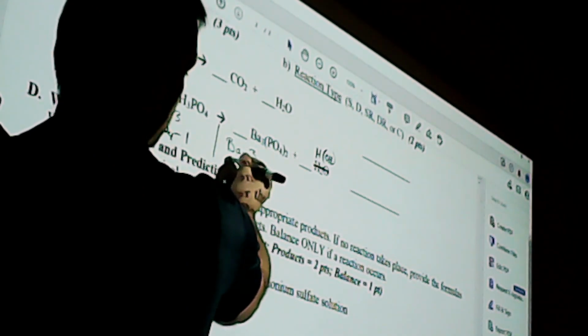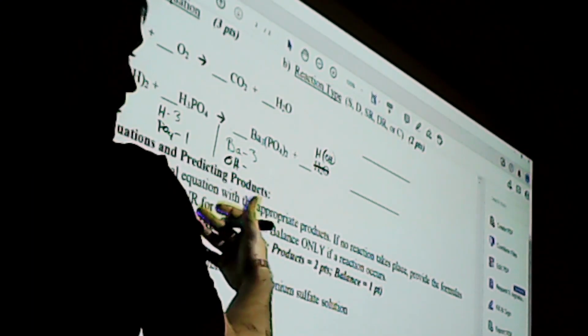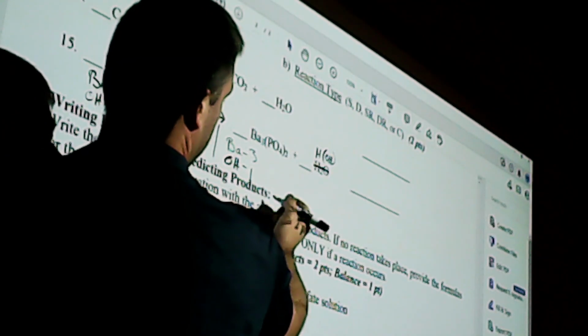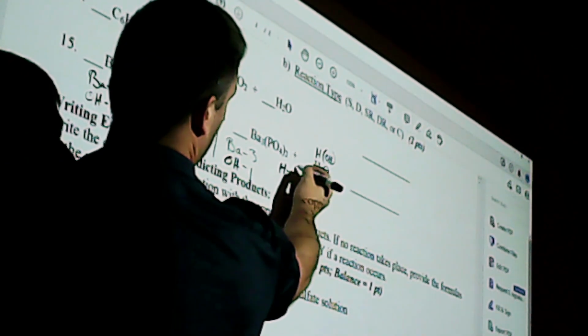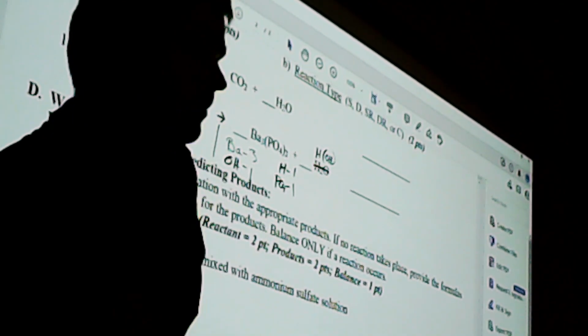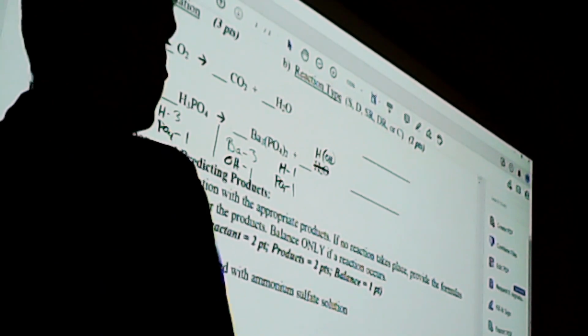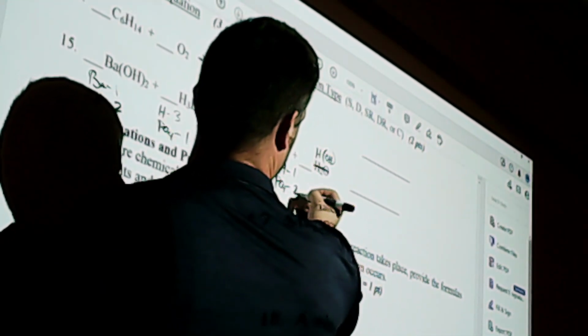Okay, on the right side, 3 Ba. I'm going to put my hydroxides in the same place as over here to keep it organized. I have 1 hydroxide, I have 1 hydrogen, and I have 1 phosphate. I do have 2 phosphates. Thanks, Shogun.